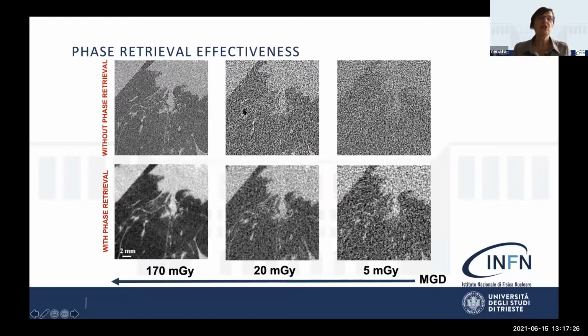Another slide to give you an idea of the phase retrieval effectiveness. Here we see images acquired with increasing mean glandular dose, with phase retrieval and without phase retrieval. You see that even with a very high mean glandular dose, the image quality is hardly comparable with the quality of the image obtained with a much lower mean glandular dose, but after the phase retrieval filtering.